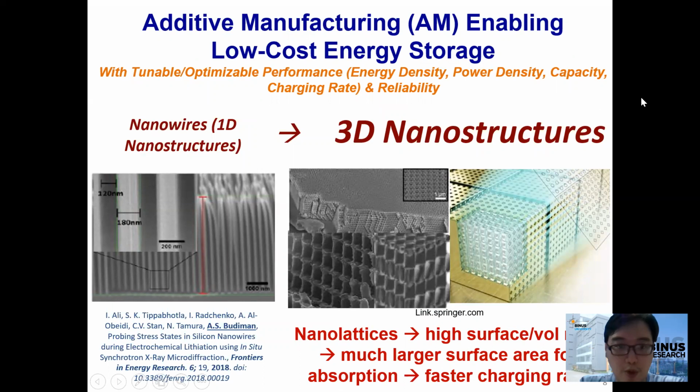So after succeeding with the 1D nanostructures, we would like to continue to the 3D nanostructures, because as we all know that 3D nanostructures have very beneficial properties. For example, they have much larger surface area. That means they can absorb more lithium ions and dissolve the lithium ions much more compared to 1D structures. It will lead to the faster charging rate of the batteries.